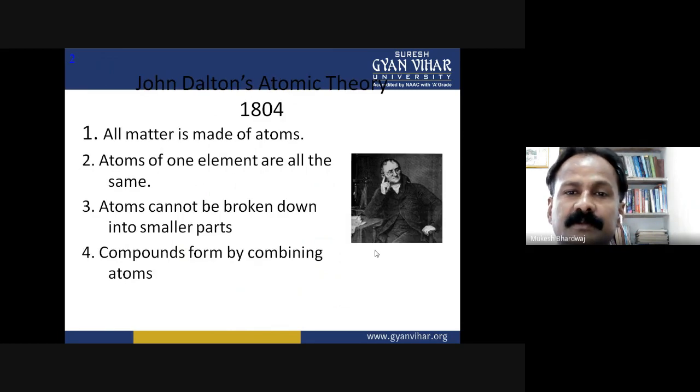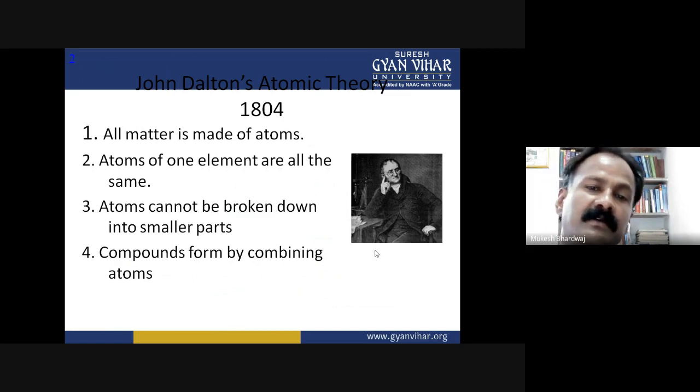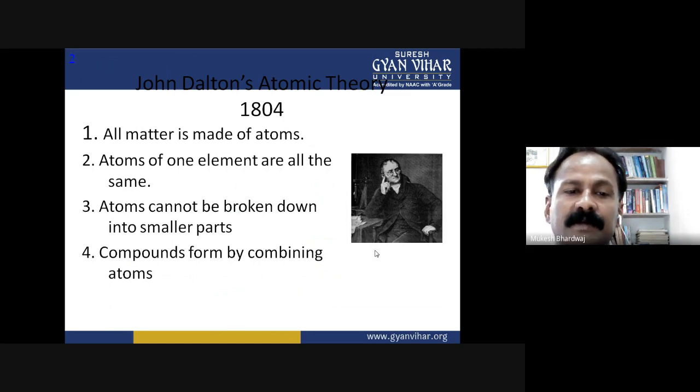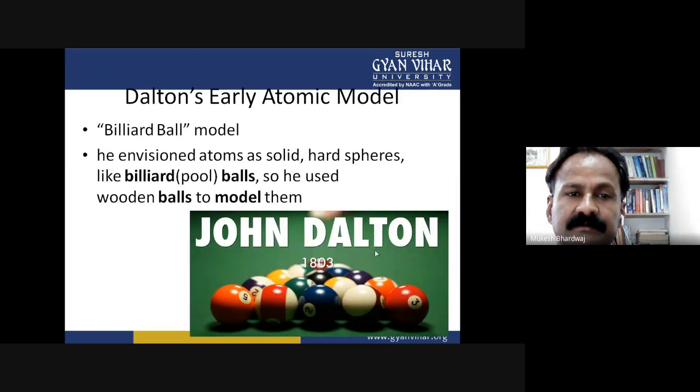John Dalton's atomic theory, 1804: all matter is made up of atoms. Atoms of one element are all the same. Atoms cannot be broken down into smaller parts. Compounds are formed by combining atoms. Dalton's early atomic model was the billiard ball model. He envisioned atoms as solid, hard spheres like billiard balls, so he used wooden balls to model them.